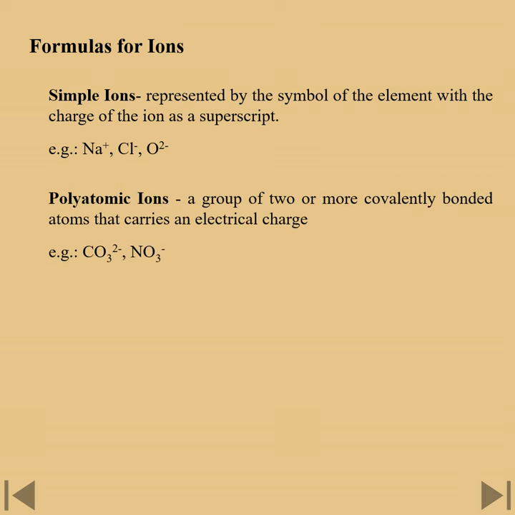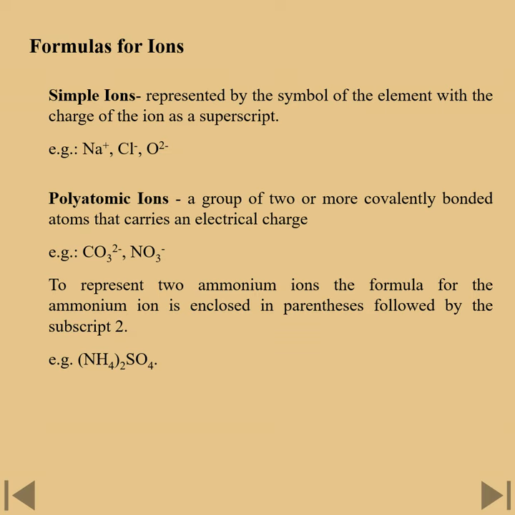Now we're also going to encounter what are called polyatomic ions, and this is where we have 2 or more covalently bonded atoms that together carry an electrical charge. And here's 2 examples, the carbonate ion and the nitrate ion. Now if we have more than one of these, we would include the entire formula in parentheses and then a subscript outside of that parentheses telling us how many we have. So NH4 is the ammonium ion, and we need 2 ammoniums to balance the -2 charge on the sulfate ion. But you note, 1 sulfate we didn't put in parentheses, 2 ammoniums we did.